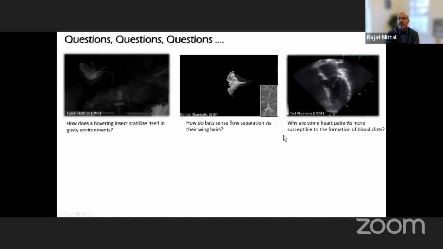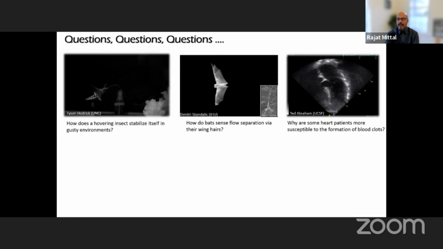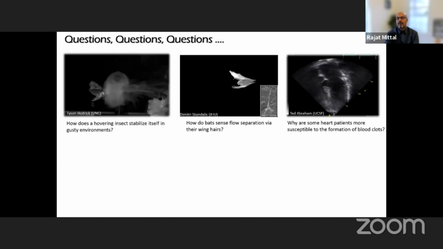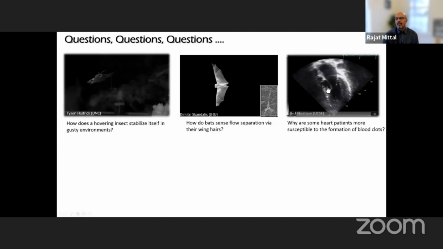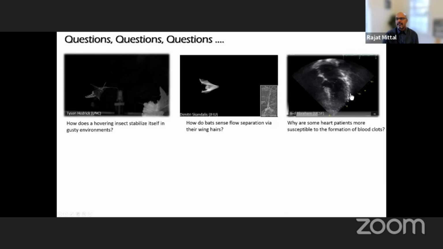Then a lot of our work over the last 15 years has been in the area of cardiovascular fluid dynamics. In fact, I will take a lot of time today to talk about one of the projects that we have done on cardiovascular flows. Here, what you're seeing is the heart of a patient. And this is a patient with a fundamental problem with their heart valves.